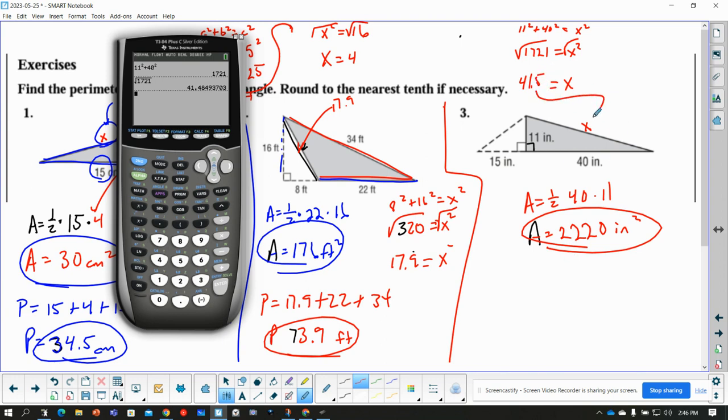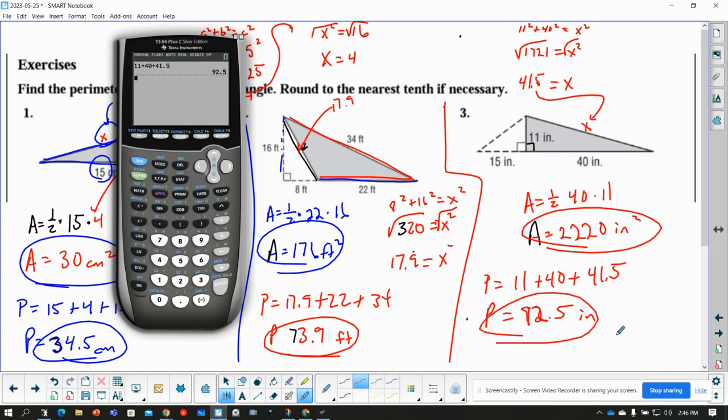And now we can find our perimeter, 11 plus 40 plus the side I just found, 41.5. So 11 plus 40 plus 41.5 comes up to 92.5. So my perimeter, 92.5, and it would be inches. Wow. All right, so 92.5 inches, 2,220 inches squared for that number 3.